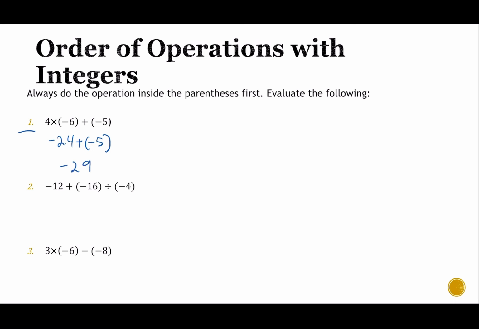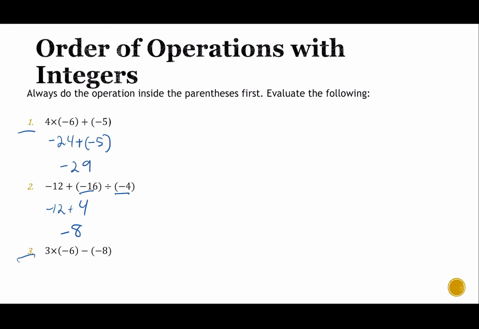Let's try this again. I have negative 12 plus negative 16 divided by negative 4. I need to see if I can simplify what's inside my grouping symbols. I cannot. There are no exponents, so next is going to be multiplication and division. Negative 16 divided by negative 4 gives us a positive 4. Negative 12 plus a positive 4 is a negative 8.